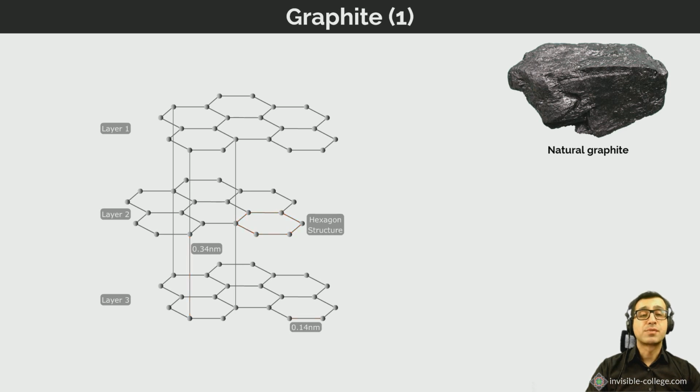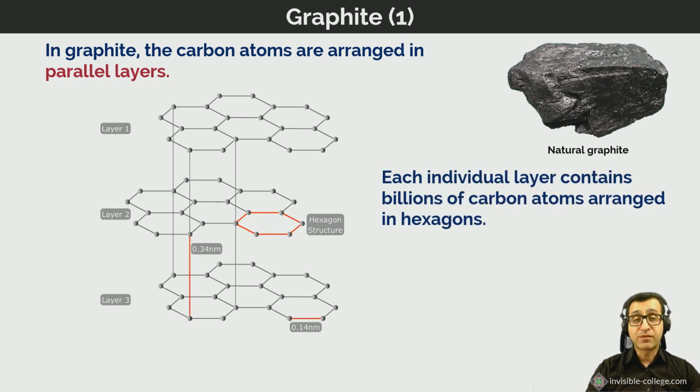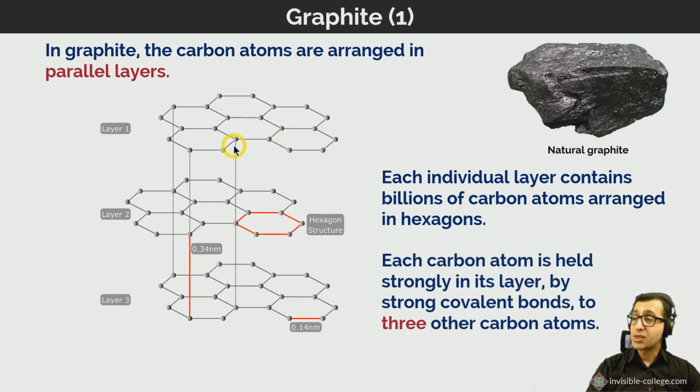So in graphite, the carbon atoms are arranged in parallel layers where within each layer the carbon atoms are arranged hexagonally with covalent chemical bonds between them. So each individual layer of a piece of graphite, even a small piece of graphite, contains many billions of carbon atoms arranged in hexagons. So this carbon has 3 covalent bonds with the surrounding carbon atoms, as you see here. Now, because these are covalent bonds, these are strong electrostatic forces of attraction, and so each carbon is held strongly in its respective layer by these covalent chemical bonds.